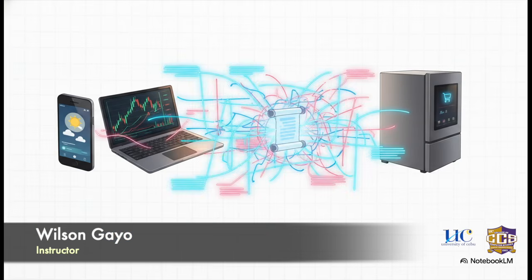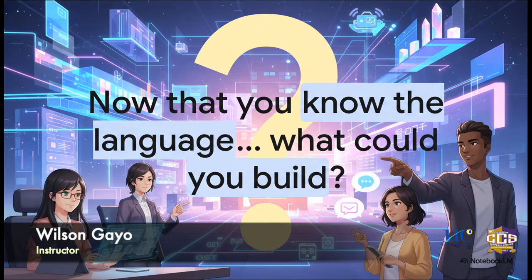So really, when you boil it all down, that's what REST is. It isn't a physical thing you can point to. It's the invisible grammar of the internet. It's that shared set of conversational rules that allows your phone to talk to a weather server, your laptop to talk to a stock market database, and yeah, maybe even your smart fridge to talk to a grocery delivery service. It's this invisible architecture that connects our entire digital lives.